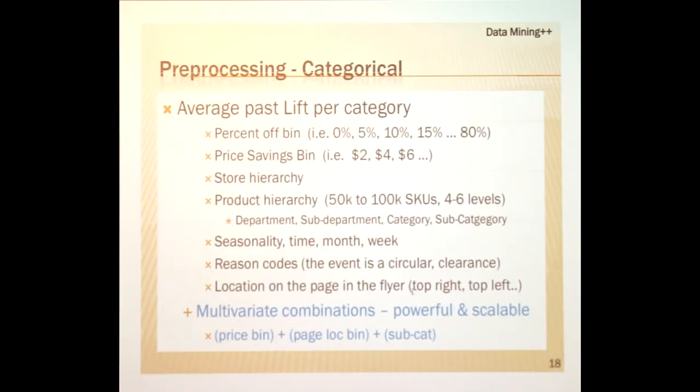So I was doing a lot of looking at the average past lift per category, or the target I was working on. The percent off bin, a price savings bin, so that would be the marginal or relative. In the store hierarchy, sometimes there's chains that buy out other chains, and so there's differences that affect that way. And then across a product hierarchy, I would use a theme of go to the lowest level where I could still have a decent sample size. And so that's a lot of times why I wouldn't get down to the SKU level. I might bump up to the subcategory level.